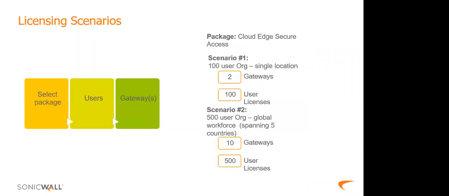So how's the licensing scenario? You just need to select the package, the Cloud Edge, the user. For example, scenario 1, we have 100 users in our organization in just a single location. So you can think of 2 gateways, maybe for redundancy purposes. And then you can get 100 licenses for this, because this is based on license also.